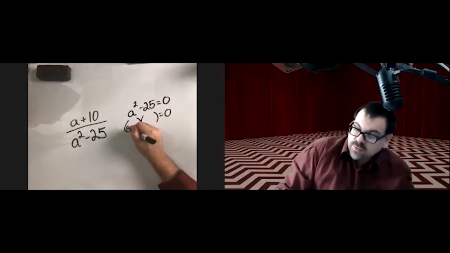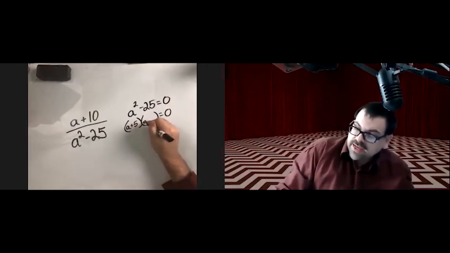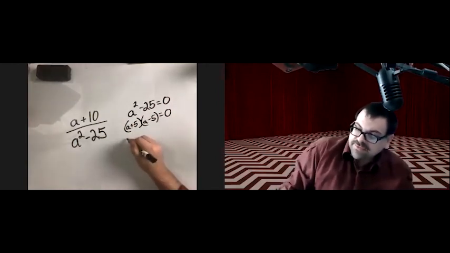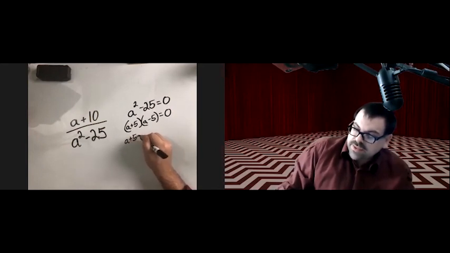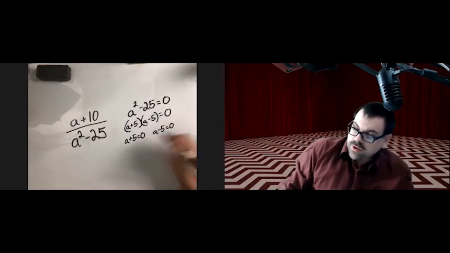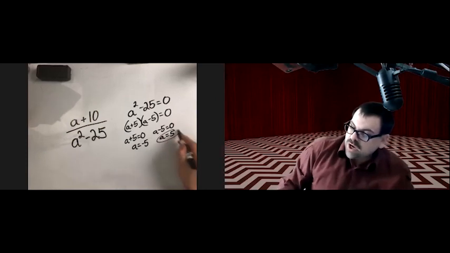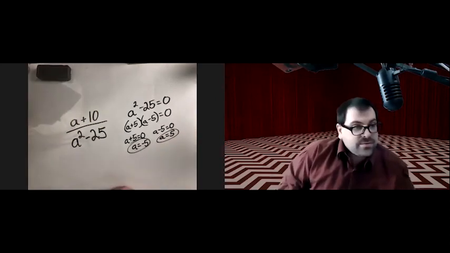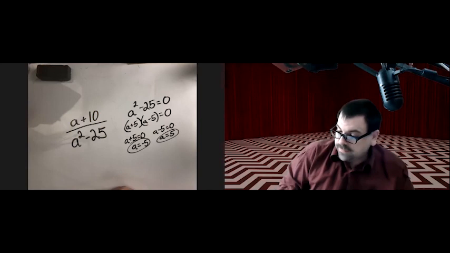As a difference of squares, this would be a plus 5 times a minus 5. Set both of those equal to 0 and solve to get a equals negative 5 and a equals positive 5 as the restricted values.